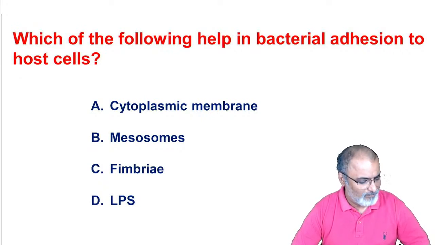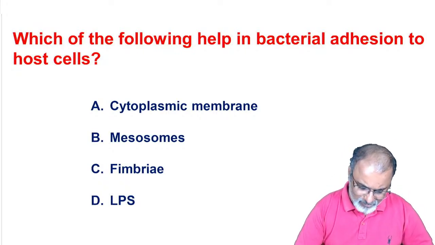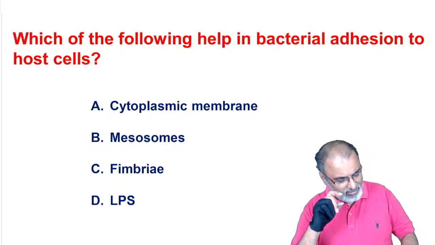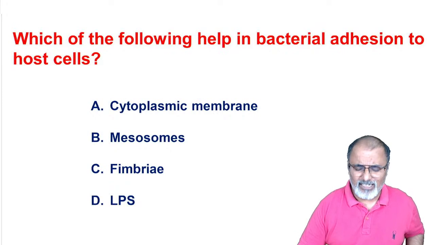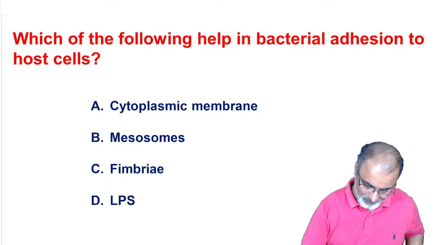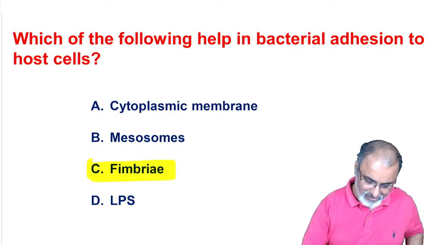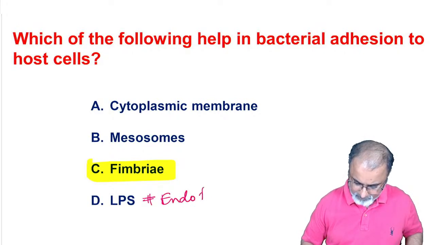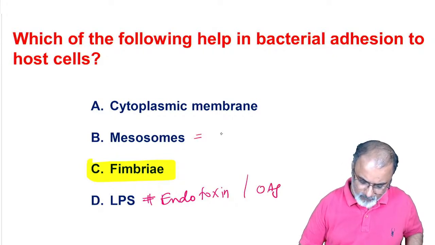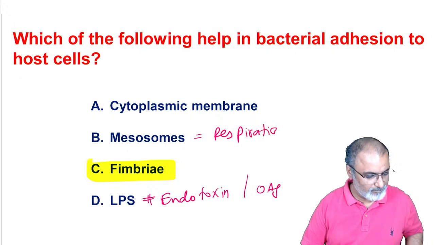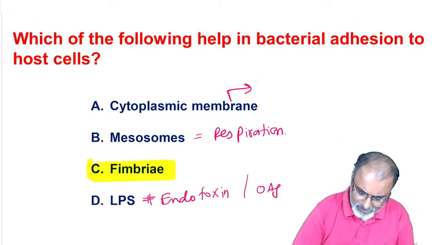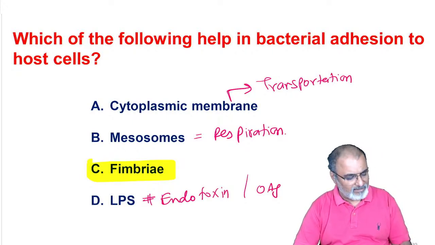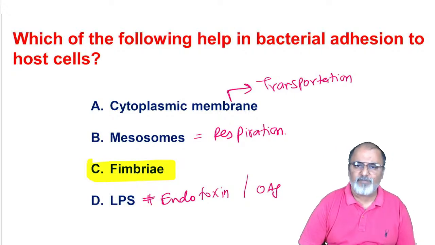Which of the following helps bacterial adhesion to the cells? Direct question, but you should know the bacterial anatomy. Which structure helps in attachment? Fimbriae, attachment with the cell surface. Lipopolysaccharide acts as endotoxin, and also O antigen. Mesosomes are for respiration. The cytoplasmic membrane is for transportation: influx of nutrients, efflux of toxic metabolites.